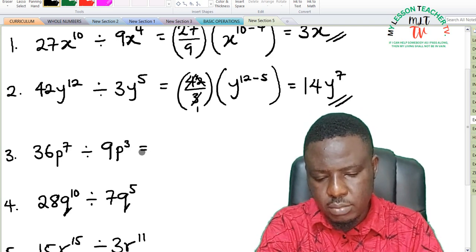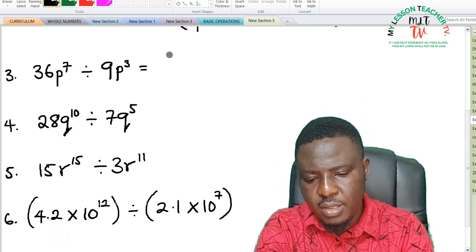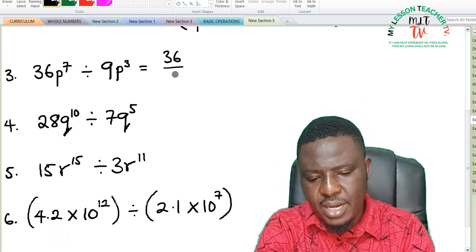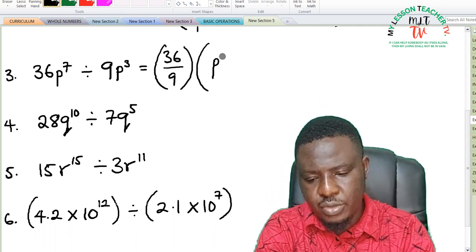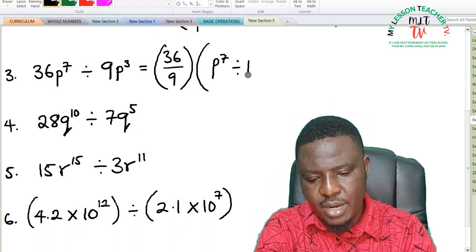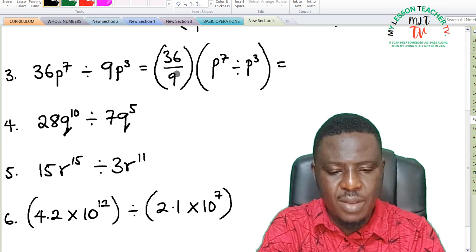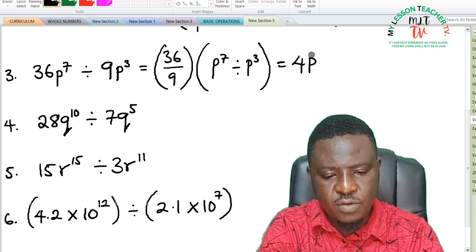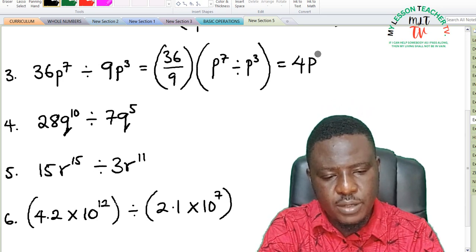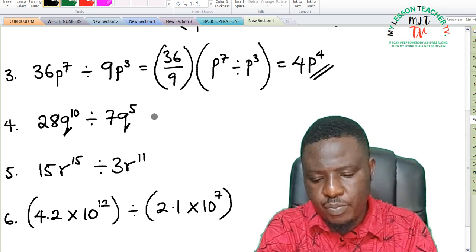Question 3, this is equal to 36 divided by 9 times p raised to the power of 7 divided by p raised to the power of 3, which is equal to 36 divided by 9 is 4. So this is 4p raised to the power of 7 minus 3 is said to be 4. So this is 4p raised to the power of 4.